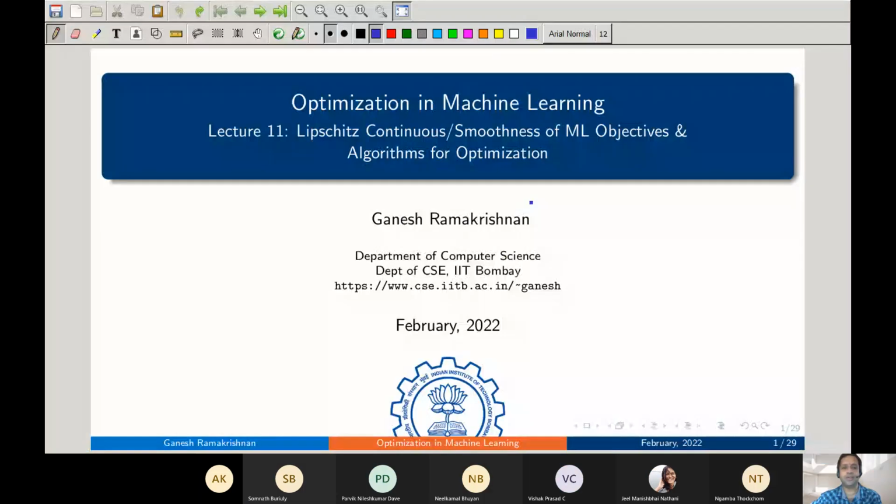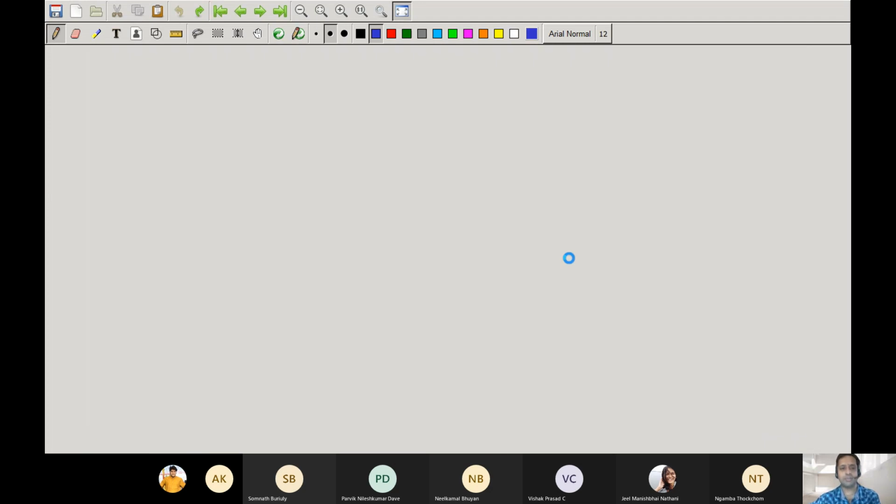Okay, so welcome to lecture 11. We'll continue with analysis of Lipschitz continuity and smoothness of machine learning objectives and move on to algorithms for optimization, where we'll realize the importance of Lipschitz continuity and smoothness in addition to convexity when it comes to analysis.